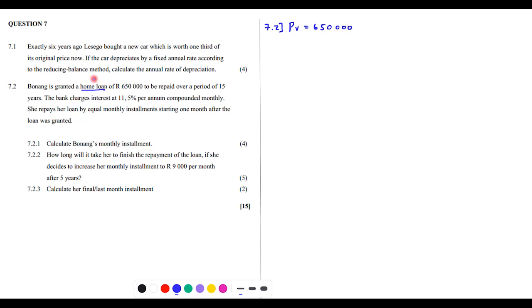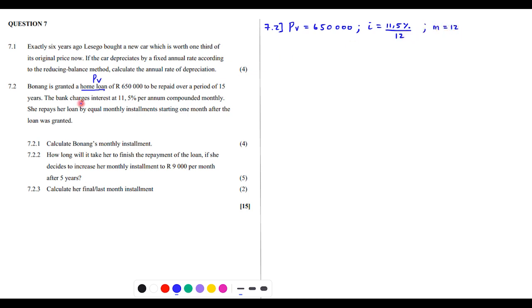How did you know that it was a present value? Because whenever you're getting a loan, you're not going to get it tomorrow. The minute you get approved on a loan, you're going to get it right now. All right, so this loan needs to be paid over a period of 15 years. Now the bank charges interest of 11.5% per annum, but then it says compounded monthly, so we need to divide it by 12. This means the compound here is 12.